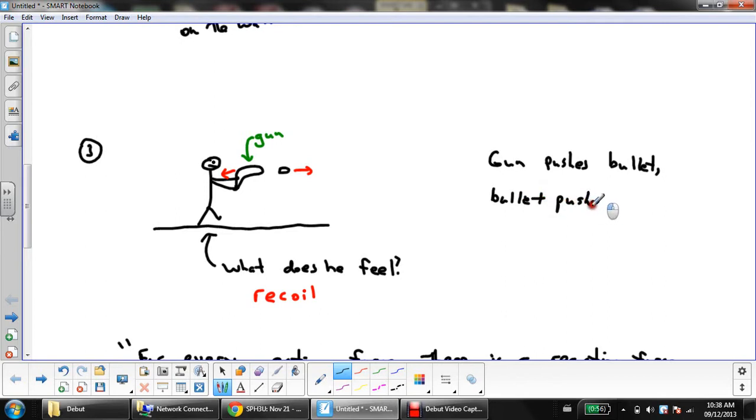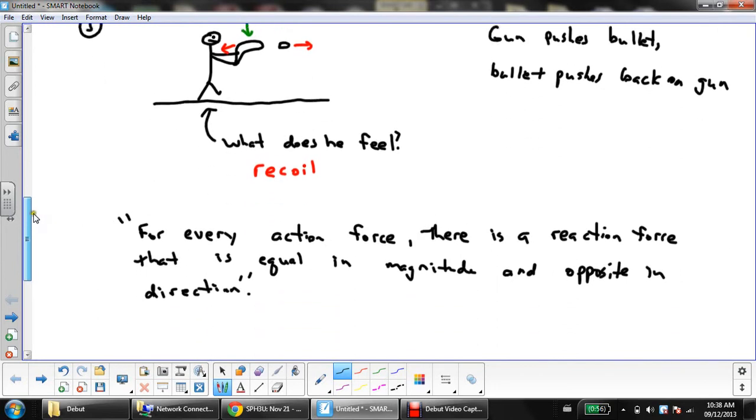pushes back on the gun. Yes. So this is Newton's third law.